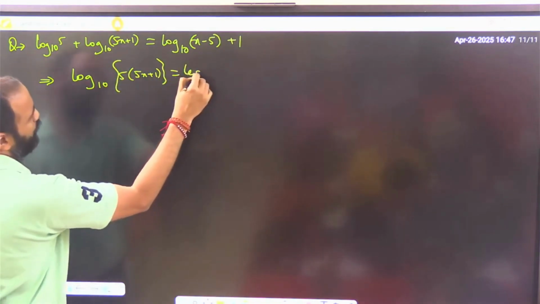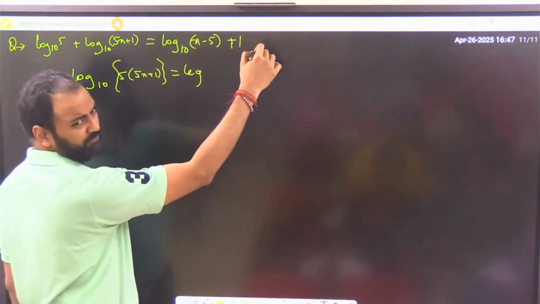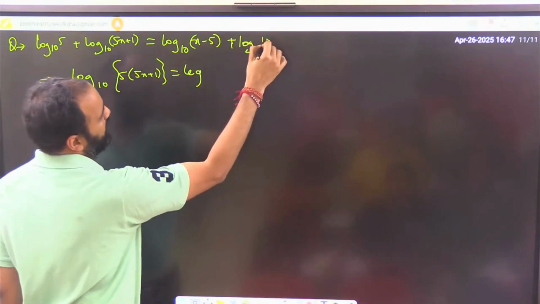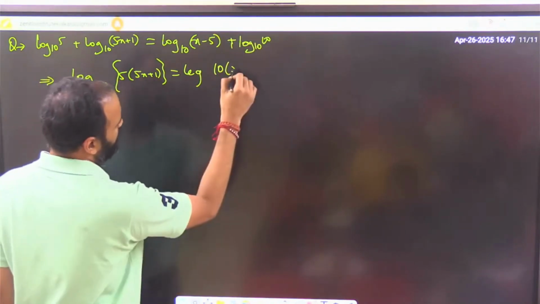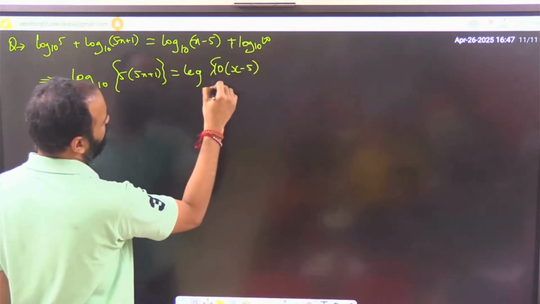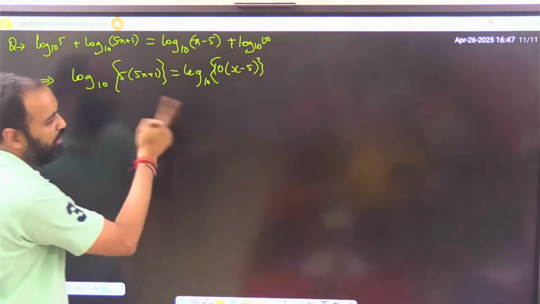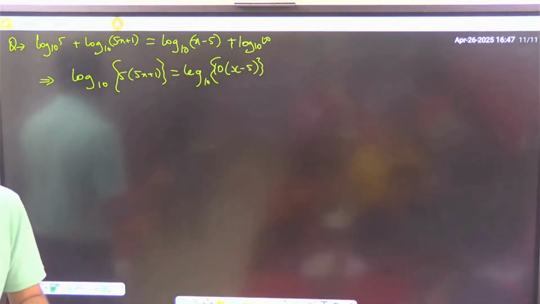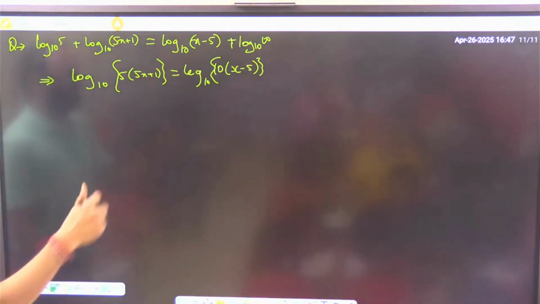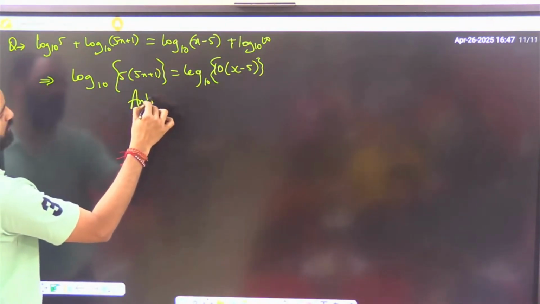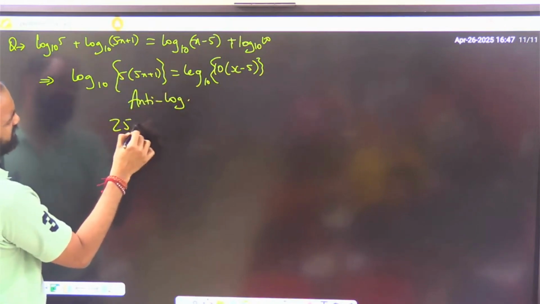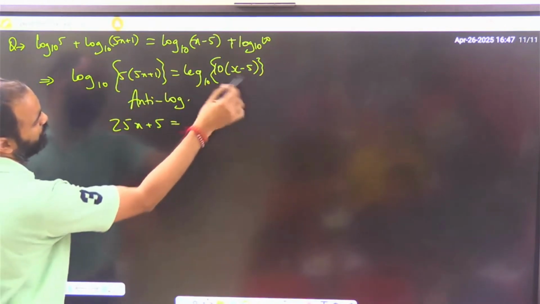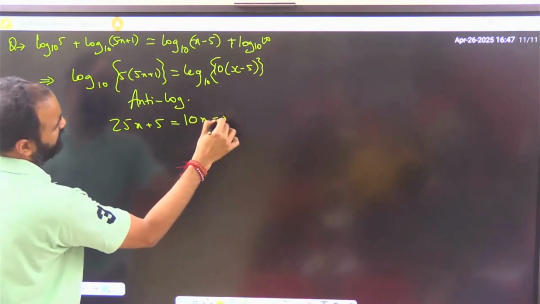is equal to log... what do we do with this 1? Log 10 base 10. So here it is clubbed into 10 into x minus 5 to the base 10. Now one log term on both the sides, we do the step of anti-log. So taking anti-log, we get 25x plus 5 is equal to 10x minus 50.